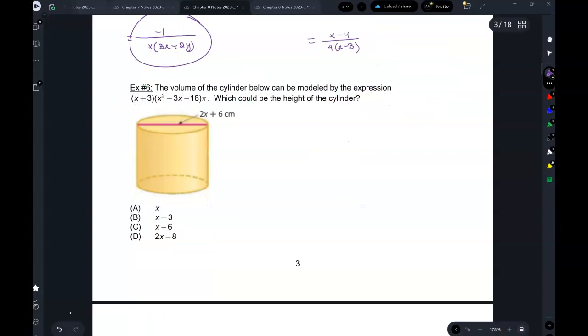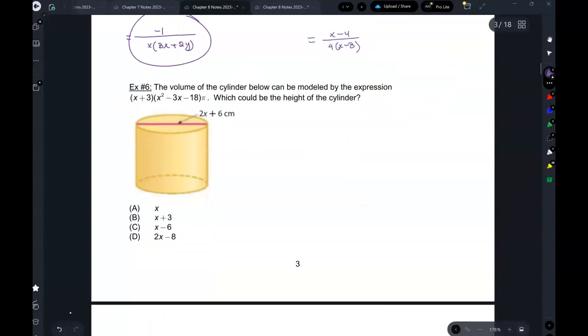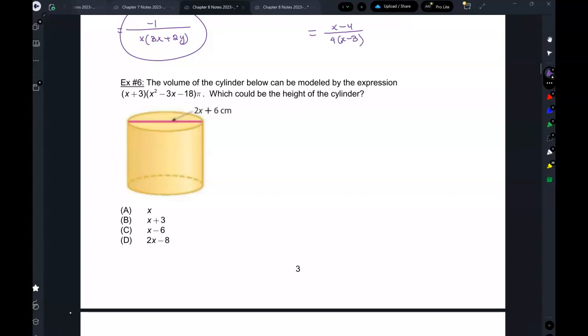All right, so here we go. The volume of a cylinder can be modeled by the expression x plus 3 blah blah blah times pi. All right, so this is the volume of the cylinder, and we want the height of the cylinder. What is the height of the cylinder? So now again, it's never about the final answer, it's about the process. Thank you. So if we're talking about the volume of a cylinder, then we start with the formula for the volume of a cylinder. Pi r squared h, right? Remember, it's always the base area times the height.